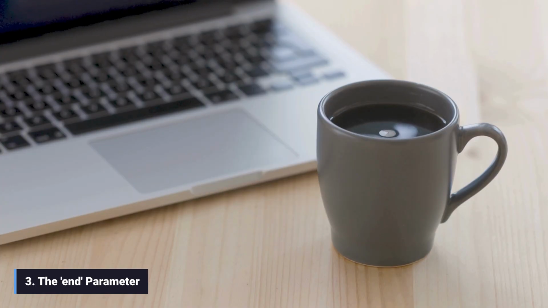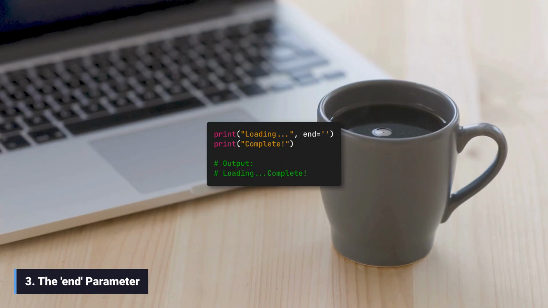3. The end parameter. By default, the print function adds a new line character, \n, at the end of the output. The end parameter allows you to replace this new line with any other string, which is useful for printing things on a single line.